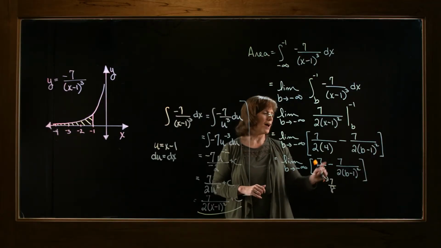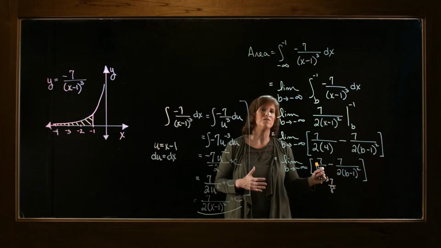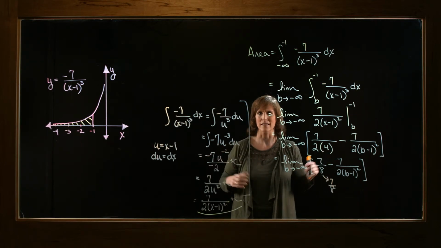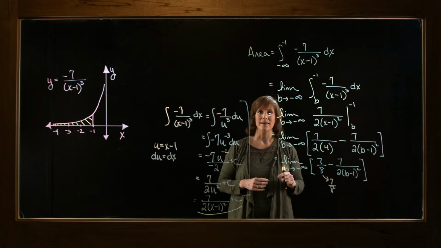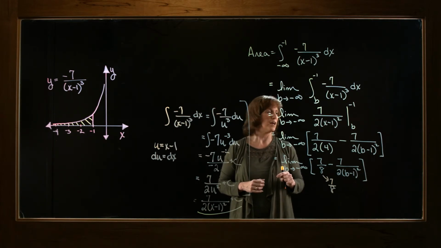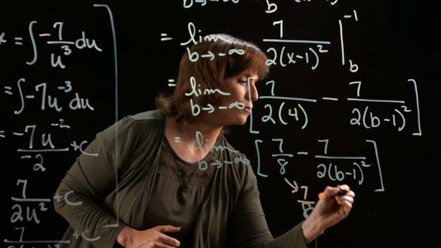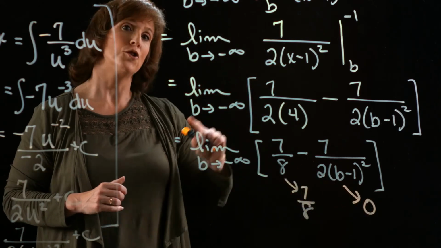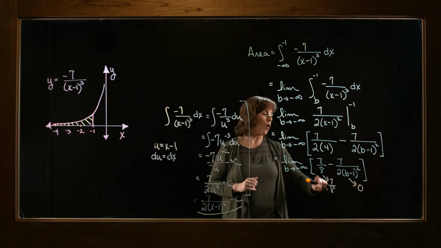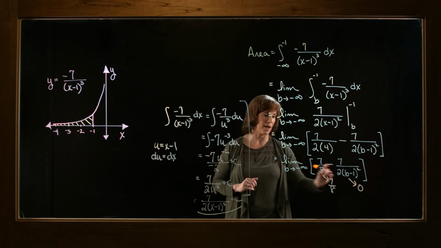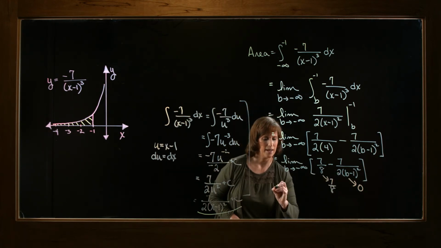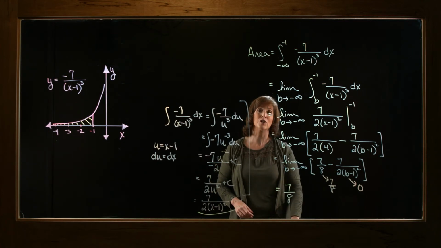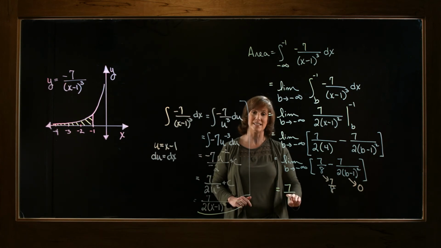Well, then what do I do? I take 7 divided by this very large number. Think of 7 divided by 10 million. What kind of number is that? It's very close to 0. So this term is approaching 0 when b is approaching negative infinity. So overall, what happens? My whole expression is going to 7/8 minus 0, which is 7/8. So this time my improper integral converged, and it converged to 7/8.